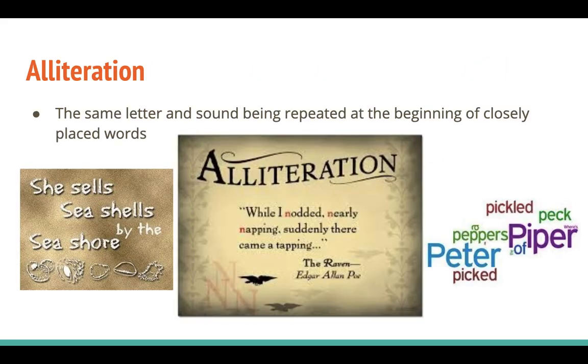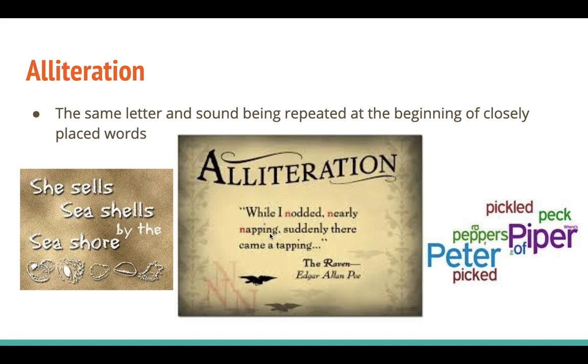All right, alliteration. Alliteration is the same letter and sound being repeated at the beginning of closely placed words. So kind of like tongue twisters here, if you will. She sells seashells by the seashore. S, S, S, S, S, S. The letter S all in a row, alliteration.